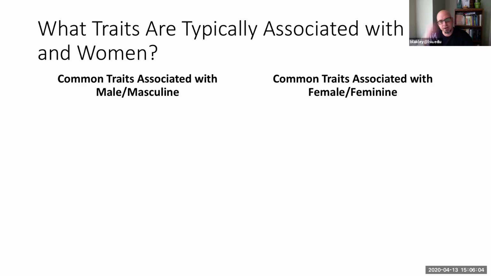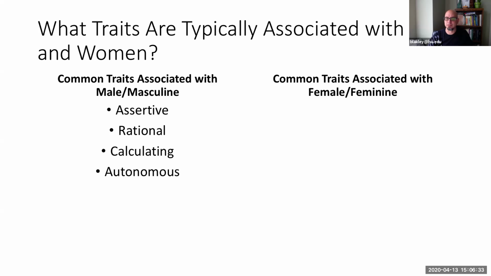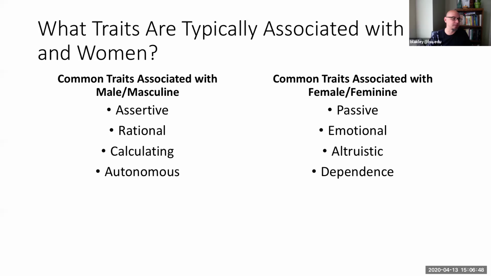So just take a second here and think to yourself, what kinds of traits are typically associated with men versus women in our industrial Western societies, or traditional society for that matter. And invariably, people come up with a very common set of traits here. Men are often characterized as assertive, rational, calculating, and autonomous, independent. On the other hand, women are often characterized in terms of traits like passivity, being emotional as opposed to rational, altruistic, and dependence rather than independence. These are some, I want to say, stereotypical traits that are often associated with men versus women, or the masculine versus the feminine.